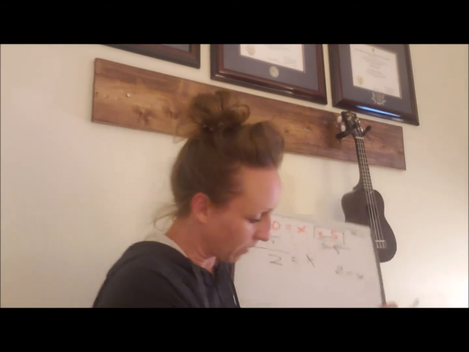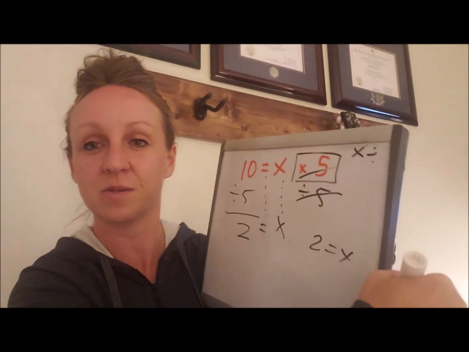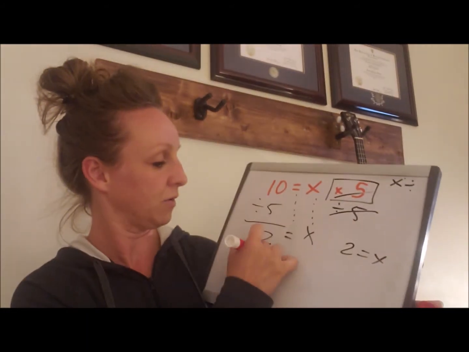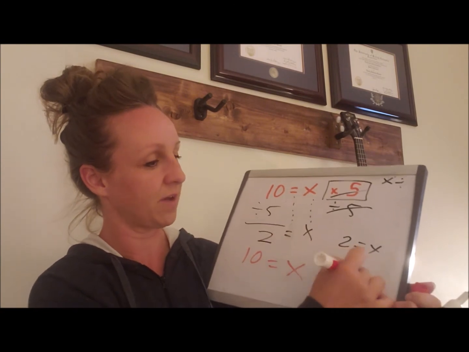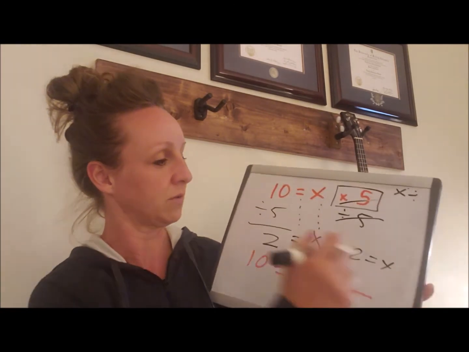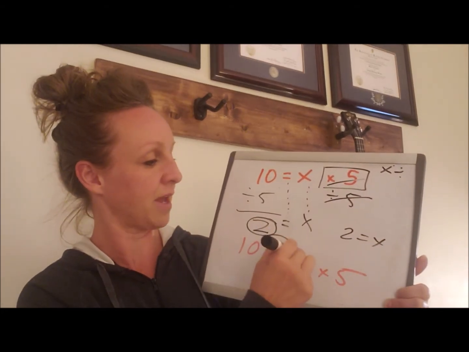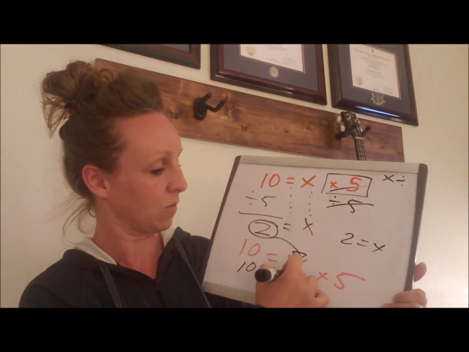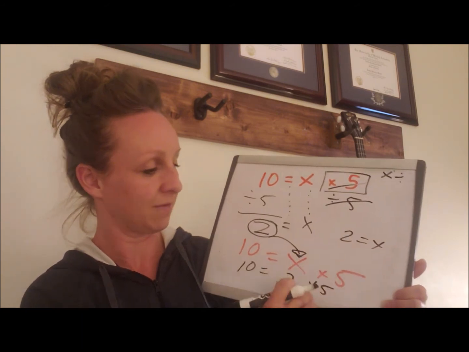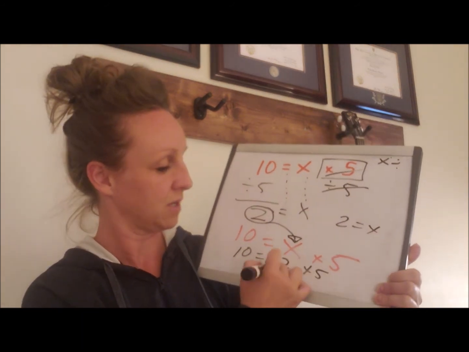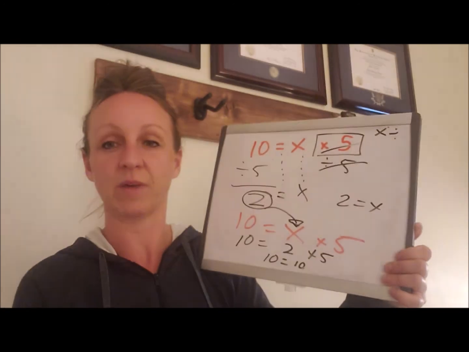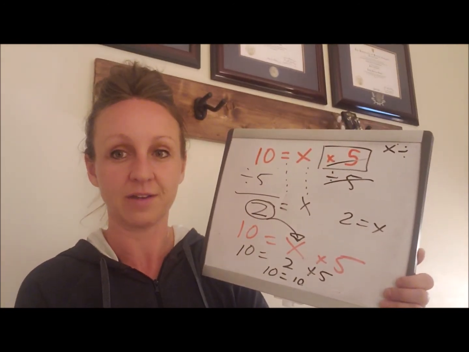To check my work, because I have an answer but I don't know if it's correct or not, I'm going to go like this. 10 equals x times 5. I'm going to take my answer, 2 equals x, and plug it in where the x is. So 10 equals 2 times 5. 2 times 5 is 10. So when both sides are equal, I know that I have solved it correctly.